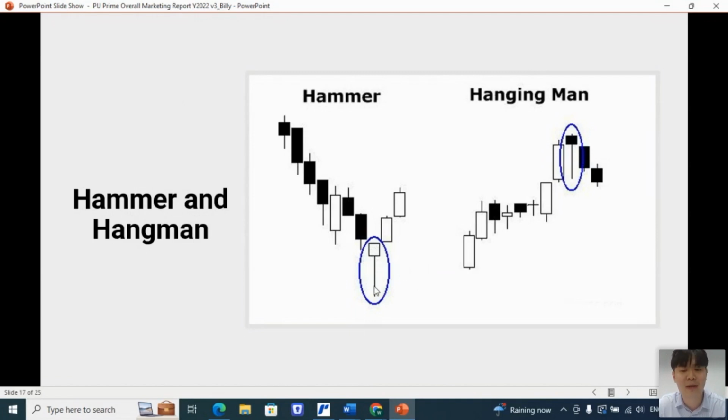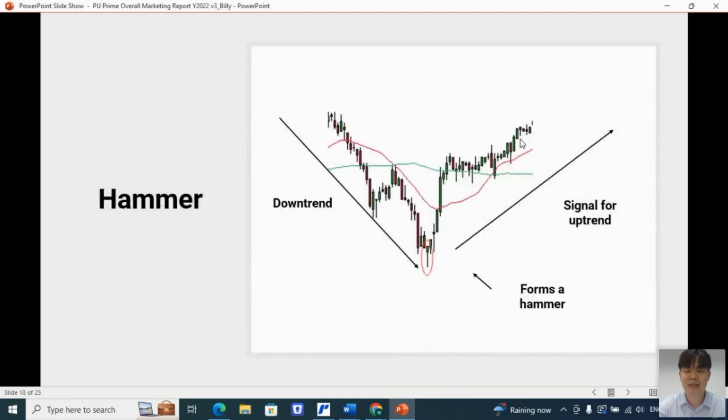Hanging man is the same as hammer. It's just a different trend. From a downward trend to an upward trend, we call it hammer. From an upward trend to a downward trend, we call it hanging man. So this is an example of a hammer. The overall trend is a downward trend.